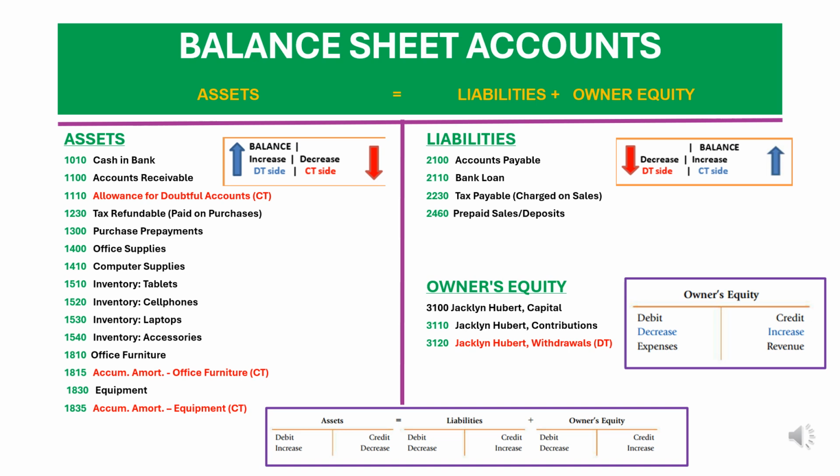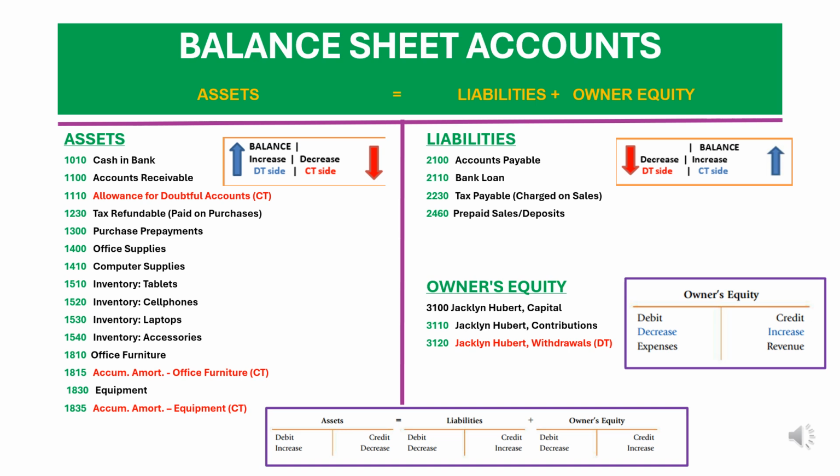Office furniture, furniture used in business operations. Accumulated amortization office furniture. A contra account to office furniture account, the total depreciation recorded for office furniture. Equipment, business machinery, and tools used in operations. Accumulated amortization equipment. A contra account to office equipment account, depreciation recorded against business equipment.